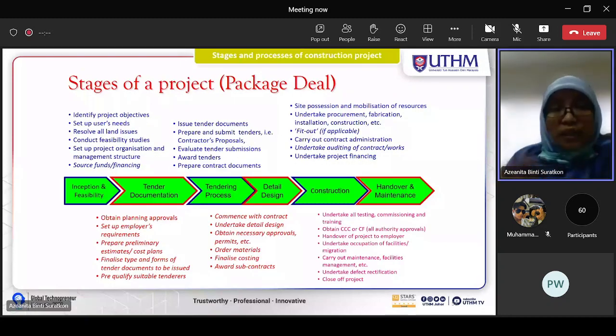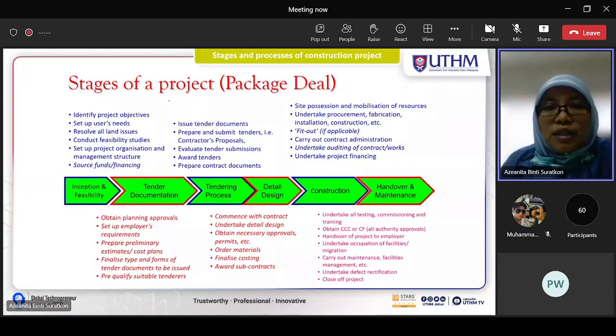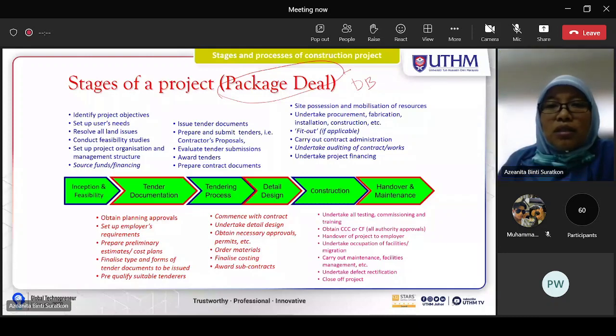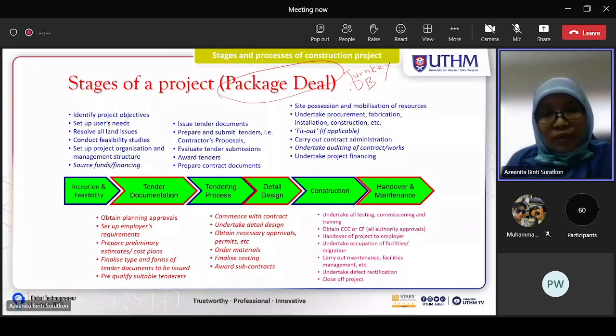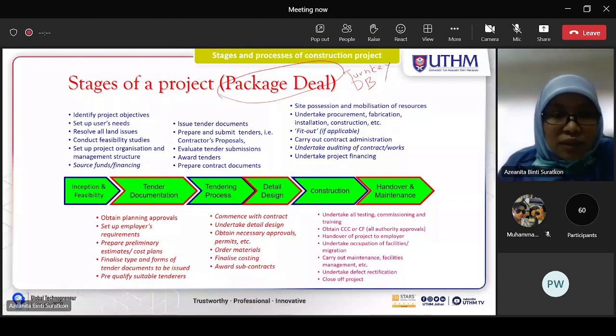Right. Okay, so just now we looked at the traditional. Now we could compare with the package deal. Package deal, or actually we call it design and build, design build. Or we can call it turnkey. So this is package deal, turnkey, DB, under one group. This kind of project delivery method. Okay, so any difference from traditional? Inception and feasibility, still similar? The stage we still have here, right?